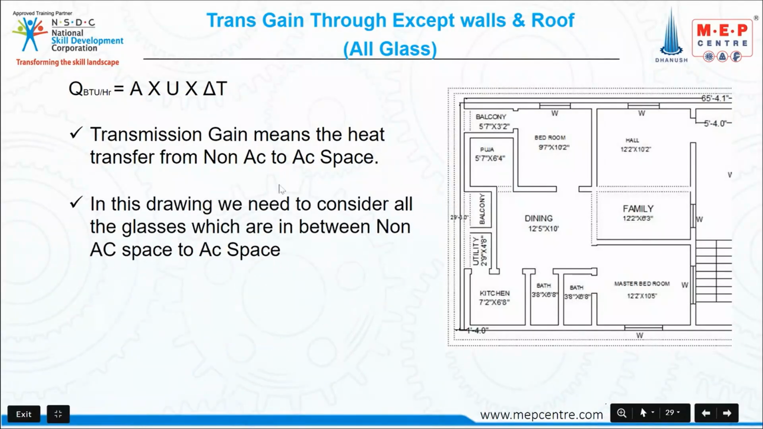See here we have two glasses in this drawing. We have two glasses, one is this glass and one is this glass. So already this glass is calculated.